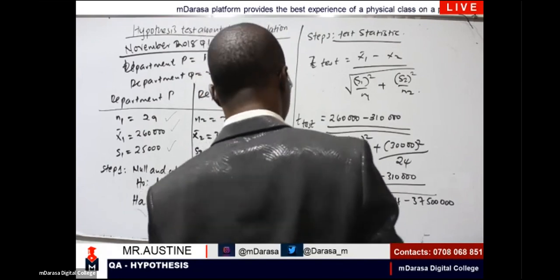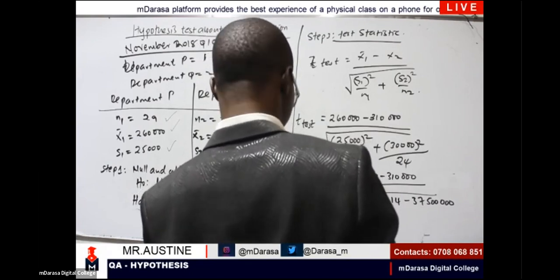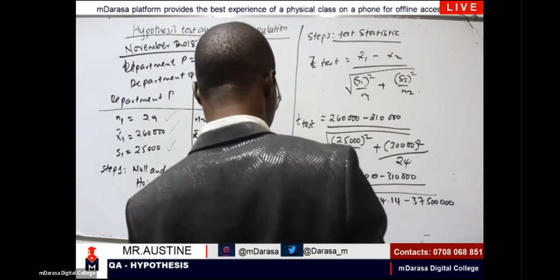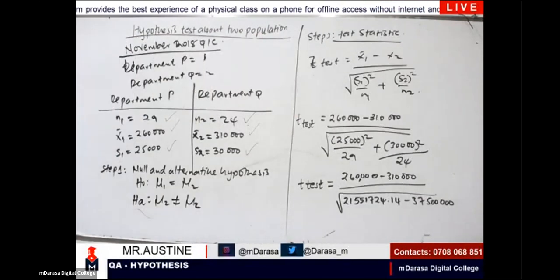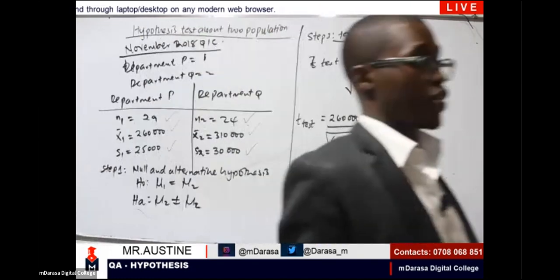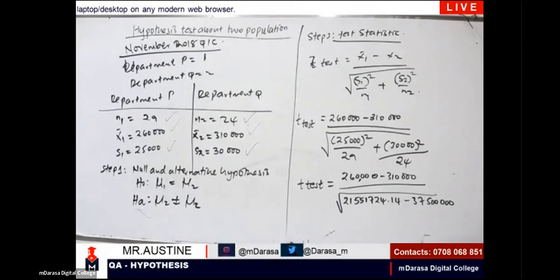So this one, even when we do it, we are going to get a negative. And when you get a negative, that's where you are going to stop. So it showed that that question had an error, a little error, but what I wanted to show you is how you determine the t-test. So I'll stop at that, because you cannot have square root of a negative value.